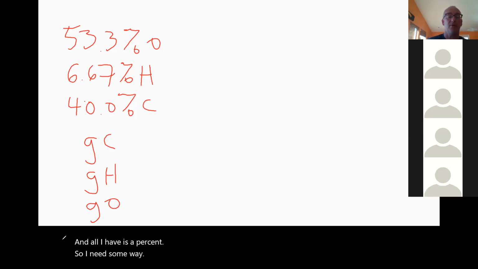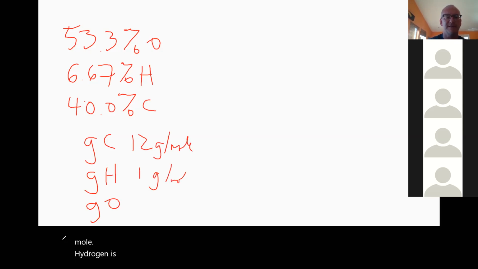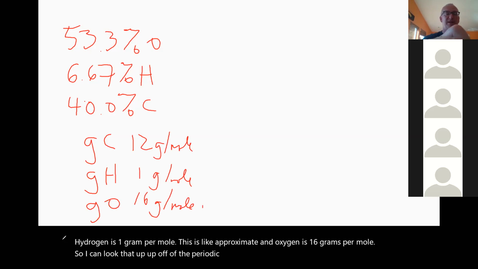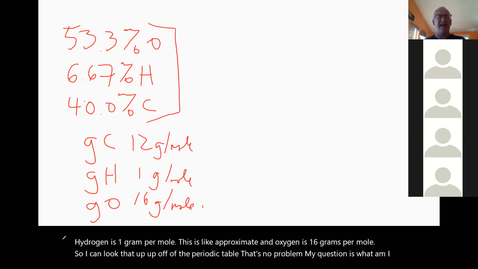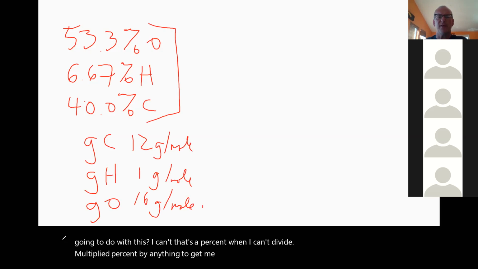I have the molar mass. So the molar mass of carbon, we're going to use simple ones right now. You can look it up. Carbon is 12 grams per mole. Hydrogen is 1 gram per mole. This is approximate. And oxygen is 16 grams per mole. So I can look that up off the periodic table, that's no problem. My question is, what am I going to do with this? That's a percent. I can't divide or multiply a percent by anything to get me moles. How do I convert percent to grams?